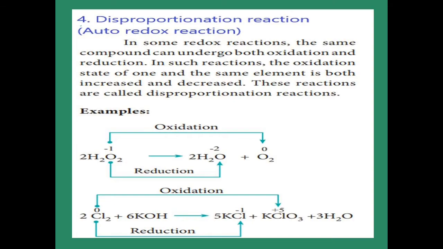Now see the example. First example, H2O2, hydrogen peroxide. Here the oxidation number is -1. Please refer to the rule, and then we get a clear idea about this. So -1. And in water, the oxidation number is -2, and oxygen, it is a molecule, so an element state, so 0. Now -1 to 0 means the number increases, so oxidation, and -1 to -2 means the number decreases, so the reduction process is undergone. So the same compound undergoes both oxidation and reduction, so it is a disproportionation reaction or auto-redox reaction.